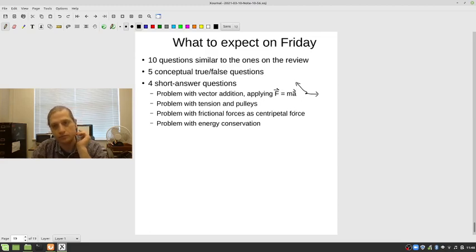So that's one. You're going to have your problem with tension and pulleys. I told you about that one already, where you have 2 blocks and a pulley, and the tension pulling up on this one is the same as the tension pulling up on that one, but they're both going to accelerate. The third one is going to be a problem where the frictional force is acting as the centripetal force for a car driving around a track. And then the fourth problem is going to be one with energy conservation, like the last problem that I showed you with a pendulum.